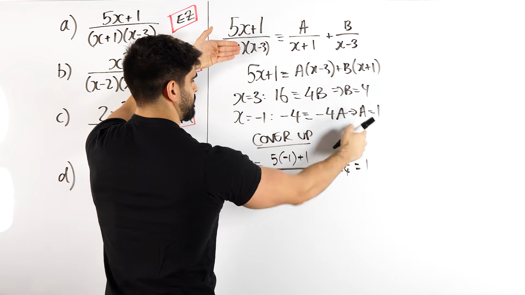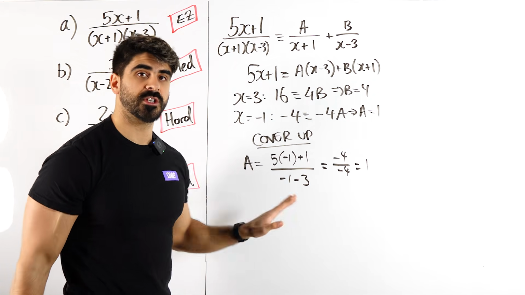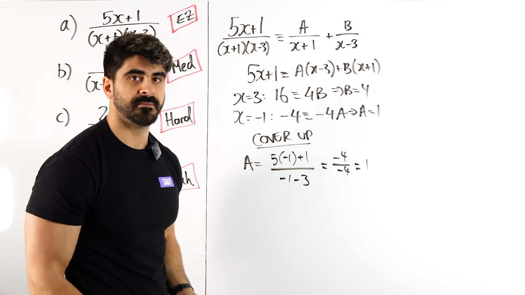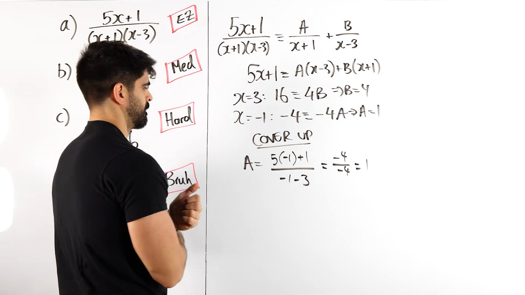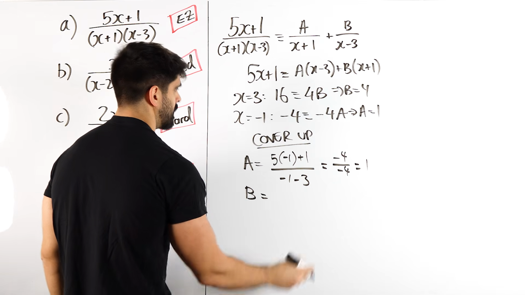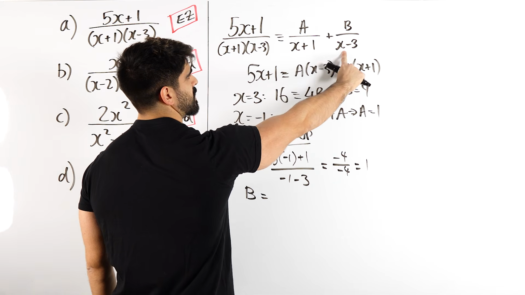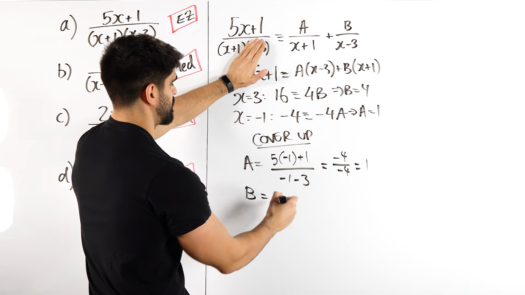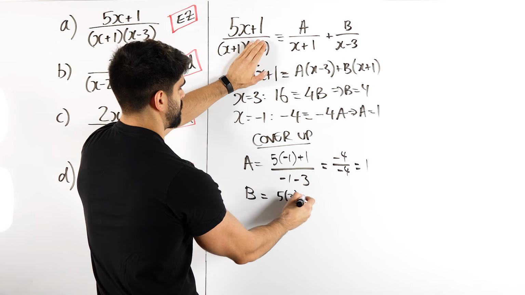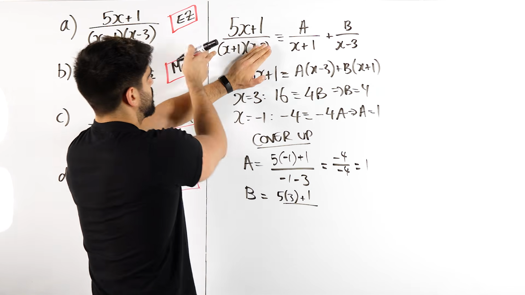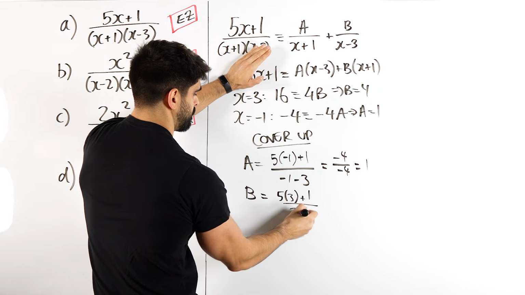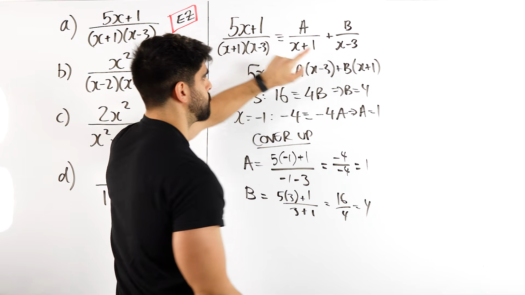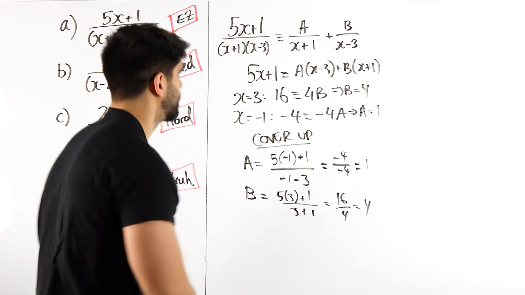Look at that. Now, you need to show all this working if you're going to use it in the exam, because you can't just say A is 1. Show some working. And for B, what makes that denominator equal 0? x is 3. Cover that up over here and we sub in 3. We get 5 times 3 plus 1 over 3 plus 1, which is 15 plus 1, 16 over 4, which is 4. Boom. Same thing.